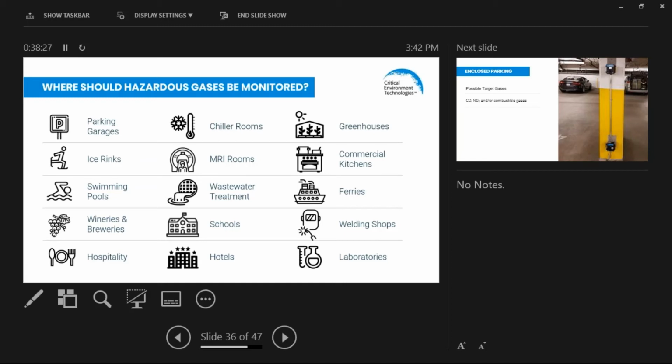So the rules are there. All enclosed spaces where there is a CO2 tank being utilized must have CO2 monitors.